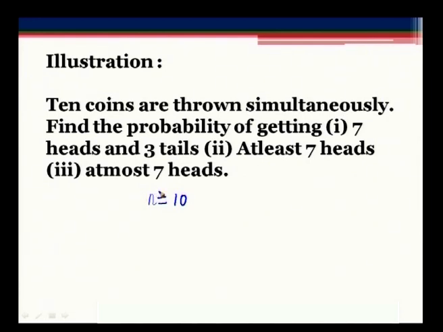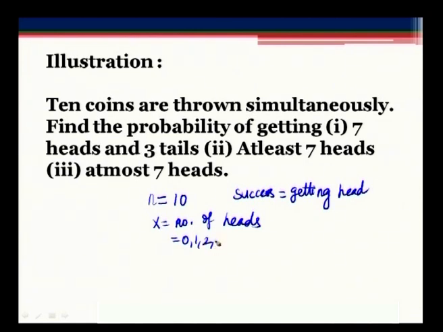We are talking about the probability of getting so many heads. So, we will fix upon the success as getting a head. X is equal to the number of heads. So, success we have to fix. Success is getting head. So, n is equal to 10 and x is equal to the number of heads. So, x will take the values 0, 1, 2, 3 etc. up to 10.